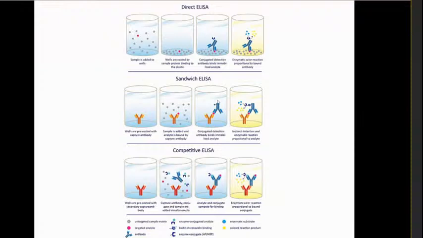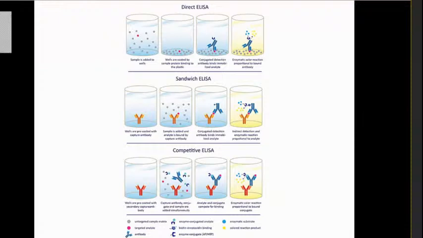First is the sample addition, then only add the monoclonal antibody, then only add the detection antibody, then sandwich ELISA. In this sandwich ELISA, the first step is we coat with the antibody, then only add the antigen. Another step is the competitive inhibitor.